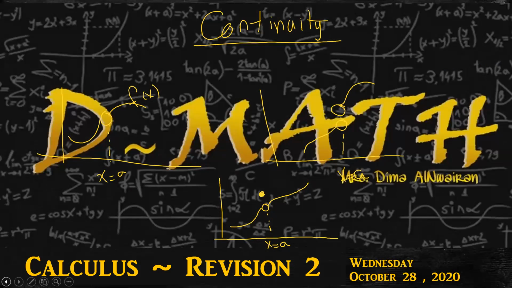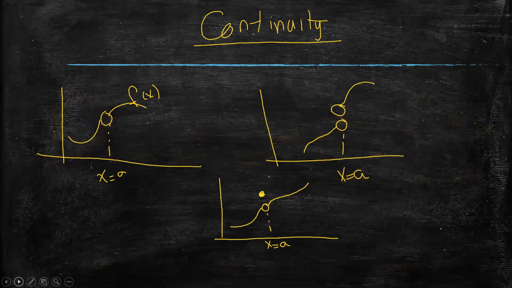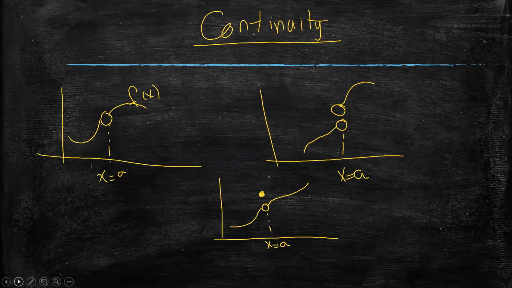Now, let's start with continuity. We say that the function is continuous if the limit of the function from the left is equal to the limit of the function from the right. That means the limit exists, and f of x, the value of the function, exists or can be defined. And the third condition is that the limit must equal the value of the function.